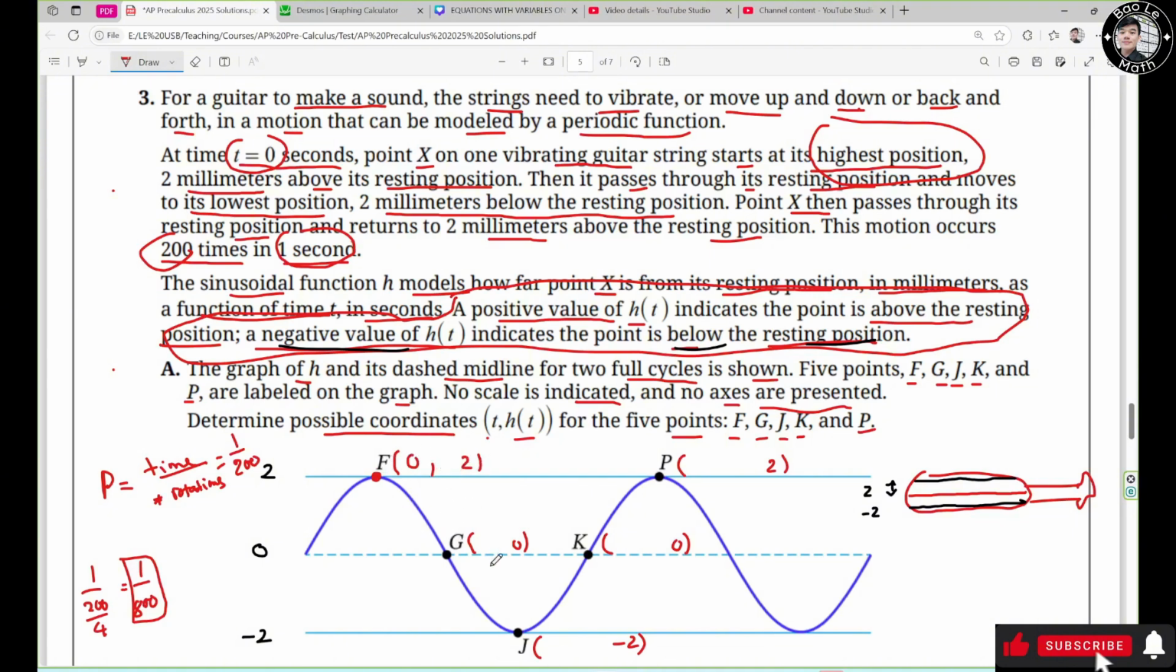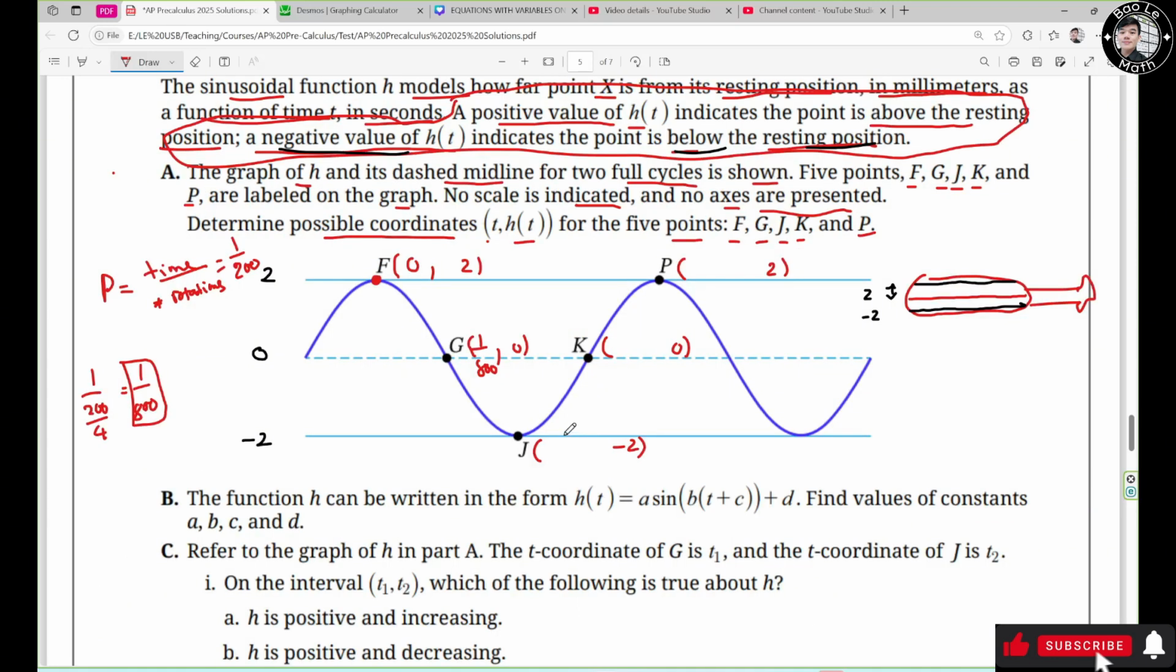Now, each quarter you keep adding 1 over 800. So I have 1 over 800 right here. This one should be 2 over 800. This one should be 3 over 800, and this guy should be 4 over 800. Now, if you want to simplify, go ahead and simplify. If you don't want to, leave it like that, that's fine. So I just leave it like that. Now, question B.